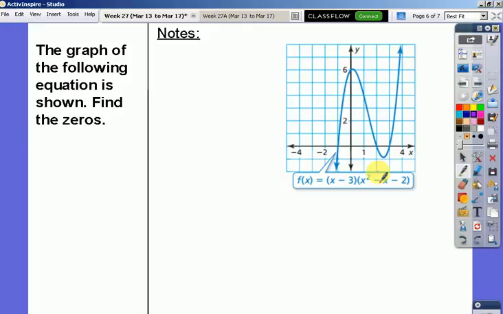Okay. So, to find zeros, what do you think we have to do? Just like we did, set f of x equal to 0, which of course makes sense because here, my y's are 0. That's why we do that. 0 equals x minus 3 times x squared minus x minus 2.